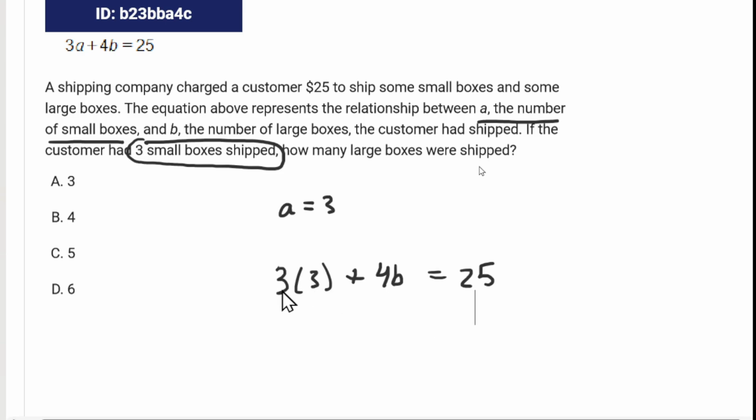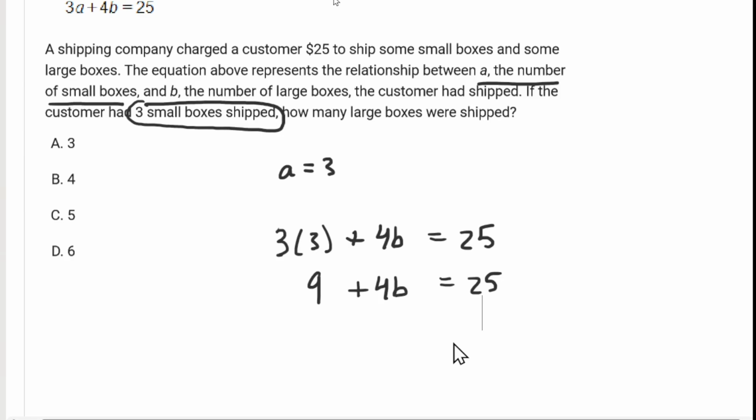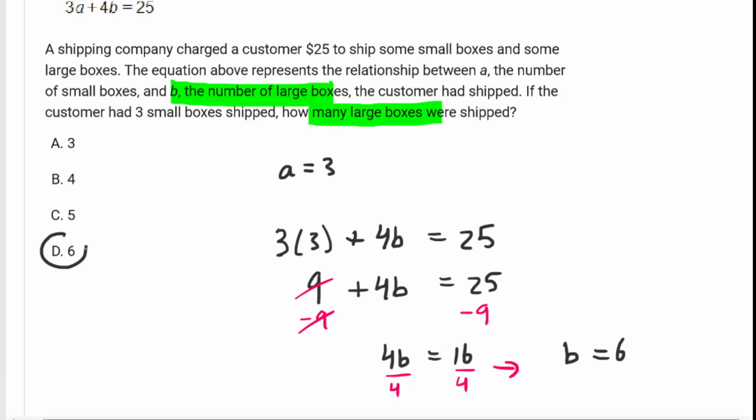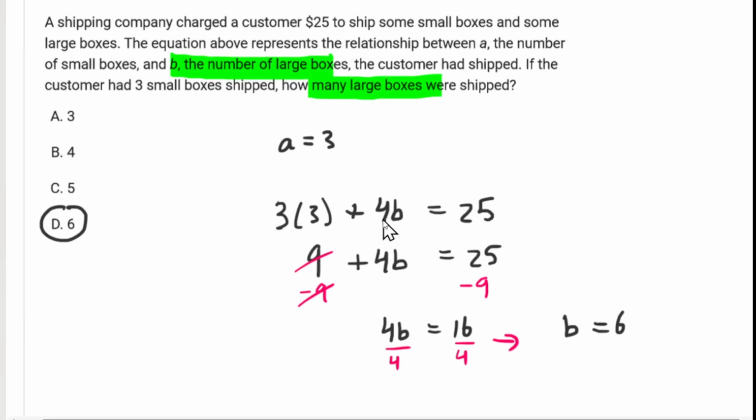And now some basic algebra: we multiply 3 by 3 to make 9. And if we want to continue solving for b, we have to subtract 9 from both sides of the equation. 9 minus 9 gives us 0. Now we have 4b is equal to 16. And then, of course, we have to divide both sides by 4. We can see that b is going to equal 4. Now, don't forget what b represented. b was the number of large boxes, and that's exactly what this question is asking for, the number of large boxes. So the correct answer must be choice D.